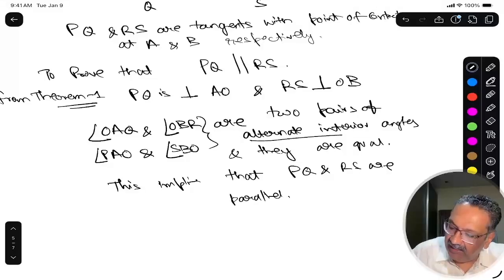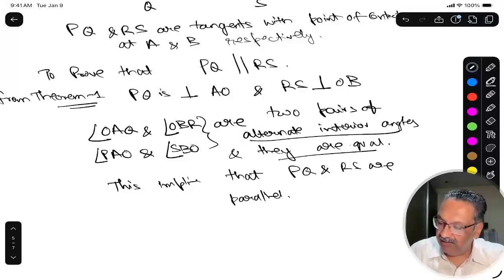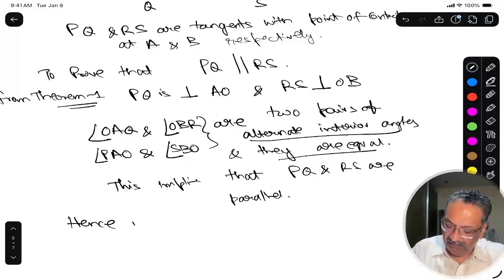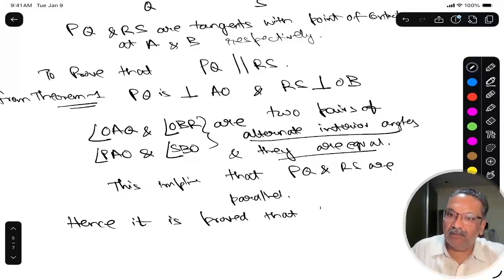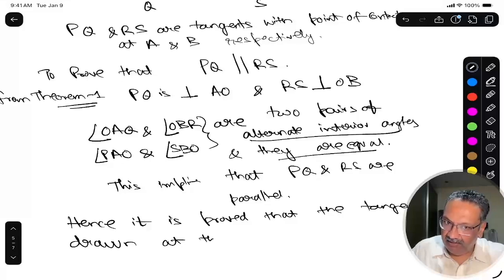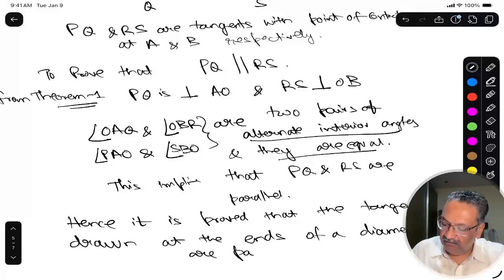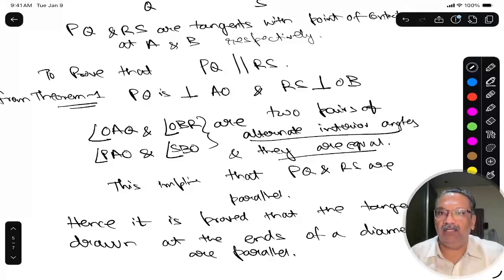Alternate interior angles are equal, so it means that they are parallel. Okay, hence it is proved that the tangents drawn at the ends of a diameter of a circle are parallel. Okay.